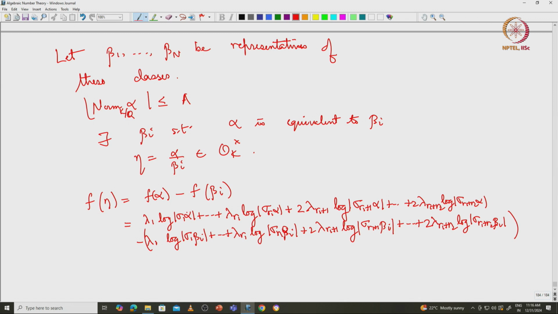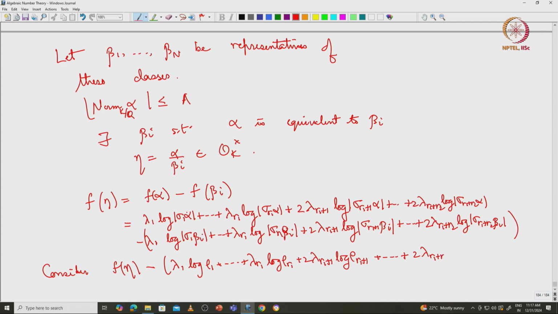Now, what I want to do is take the difference of this. So, I want to consider f of eta minus a quantity which is independent of any element, which is lambda 1 log of rho 1 and so on up to lambda r1 log of rho r1, plus 2 times lambda r1 plus 1 log of rho r1 plus 1. Remember, all these rho i's are positive real numbers, and so you do not have to take the modulus of those things, up to rho r1 plus r2, right.